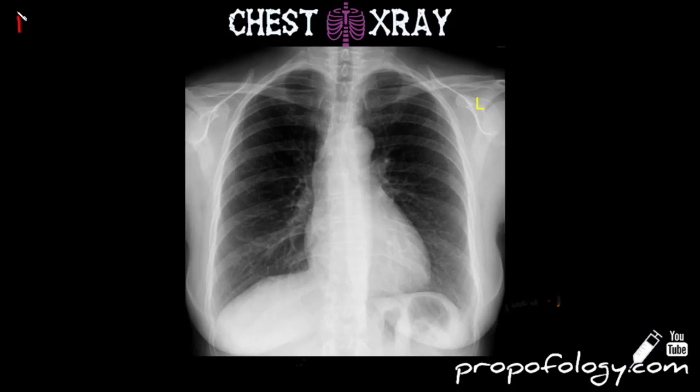There are 5 main questions you have to ask yourself before even starting to look at the components of a chest X-ray. Whose film am I looking at? Are the patient's details correct? What film am I looking at? What view is it in?